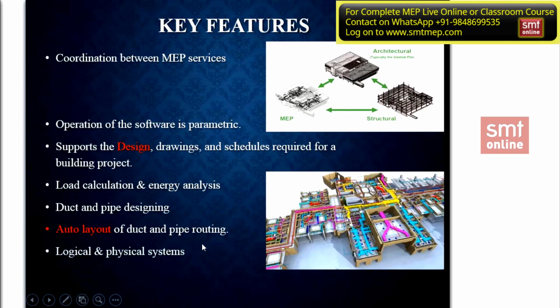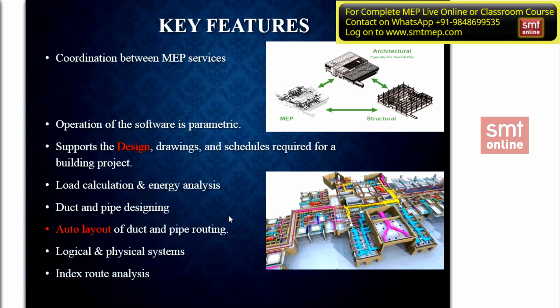Next option, logical and physical system. So in Revit, first we'll create the logical connection, then the physical connection. For example, we'll create the logical connection between the light fixtures and the lighting panel, and then only you can deal with the wiring, and the load will update in the panel. In the same way, for mechanical services, we'll create the logical connection between the diffusers and AHU, then we'll deal with the ducting, then only the duct sizing can be done.